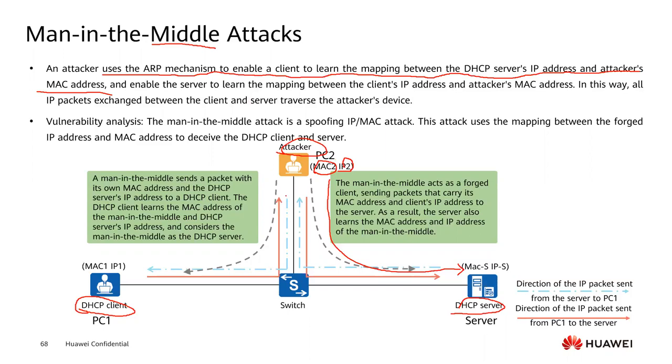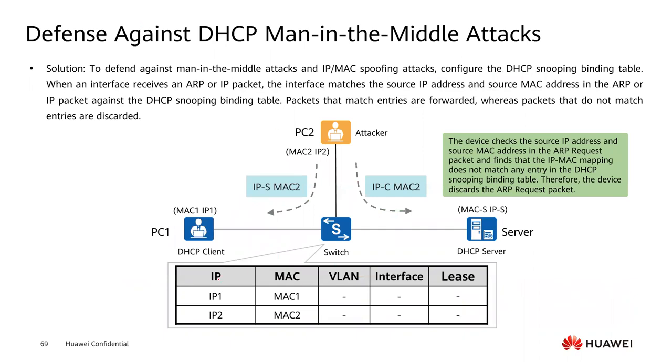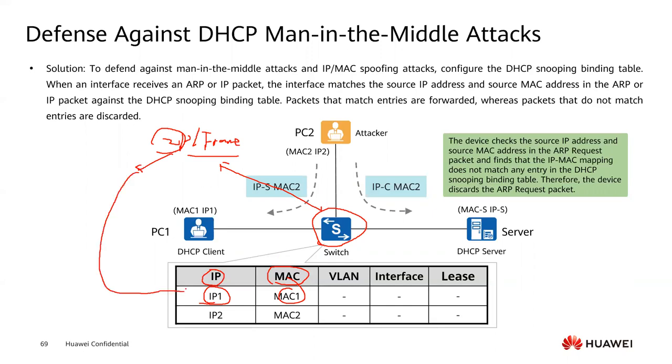So how to prevent it? We also use the table. We have already said that it has the IP address and the MAC address. You can use some functions to let the switch check the IP packet or the frame. To check what? To check if the frame's source MAC and IP are equal to this table. If they don't match, the packets will be dropped. So you will find that the man in the middle packets will be dropped. Why? Because these switches have already formed the DHCP snooping record table. IP1's MAC is MAC1, IP2's MAC is MAC2. The switches have already recorded them.